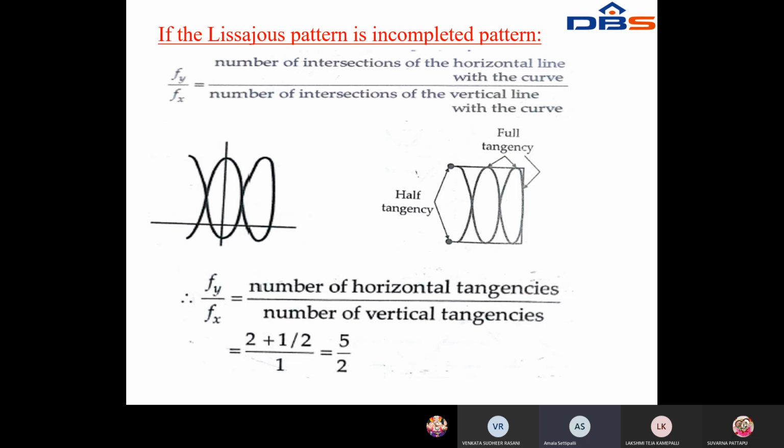If suppose the Lissajous pattern is incomplete, at that time you can write Fy by Fx equal to the number of intersections of the horizontal line with the curve, that is, how many times the horizontal line touches the curve, divided by the number of intersections of the vertical line with the curve.